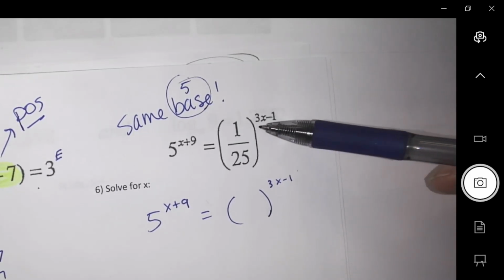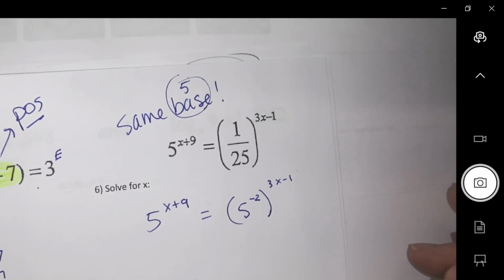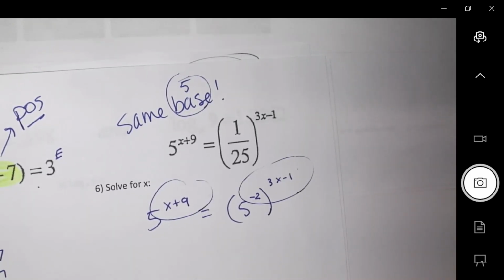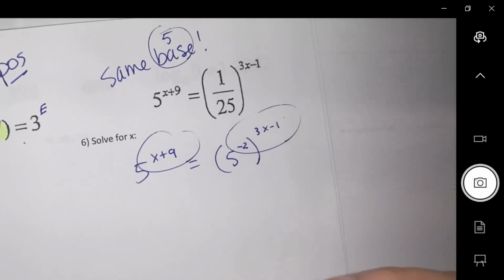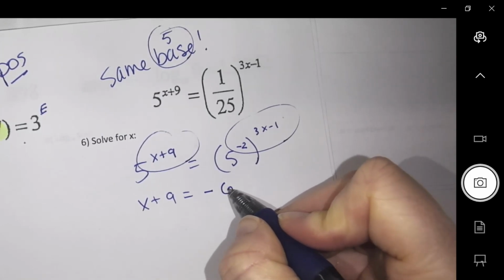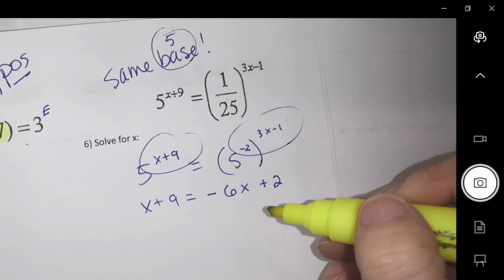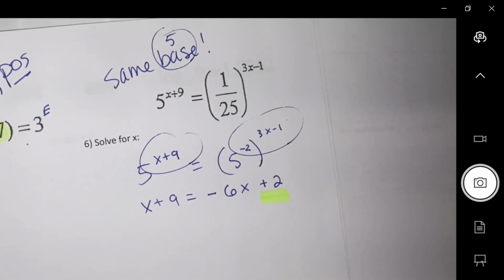How do I rewrite 1/25? 5 to the -2. Okay, so remember your rules with the negative exponents. And now at this point, I'm using, if the bases are the same, those exponents have to be the same. So x plus 9 will equal -6x plus 2. I get a lot of mistakes there.